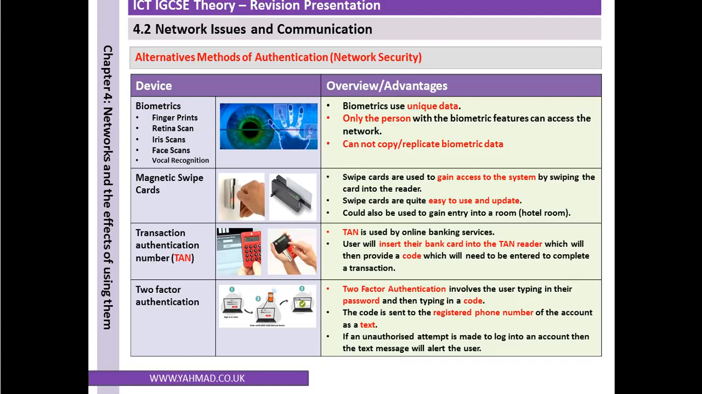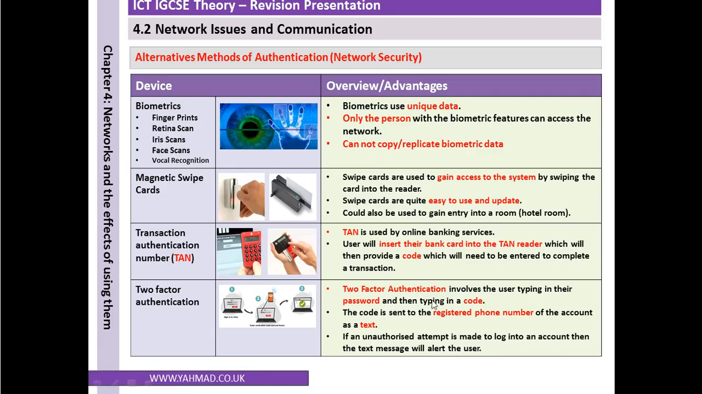So let's say, for example, someone has managed to get hold of your password or username. That's the first level of security. The second level of security is the two-factor authentication. So the code that's sent to your phone will be required to be entered in to be able to log into your account. So this is a second measure to prevent unauthorized access to your account. If an unauthorized attempt is made to log into an account, then a text message will alert the user.